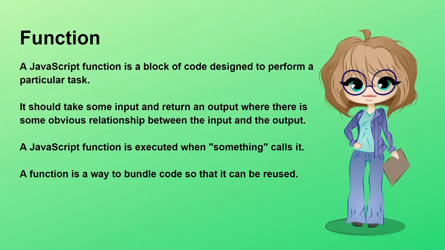It should take some input and return an output where there is some obvious relationship between the input and the output. For example, what we're going to be calling, I believe, is a date function. That date function is not something that we're creating. We're just calling it. It's already out there, but we're going to format the input a little bit. A JavaScript function is executed when something calls it, and a function is a way to bundle code so that it can be reused. Like I said, kind of like subroutines if you come from a COBOL background.